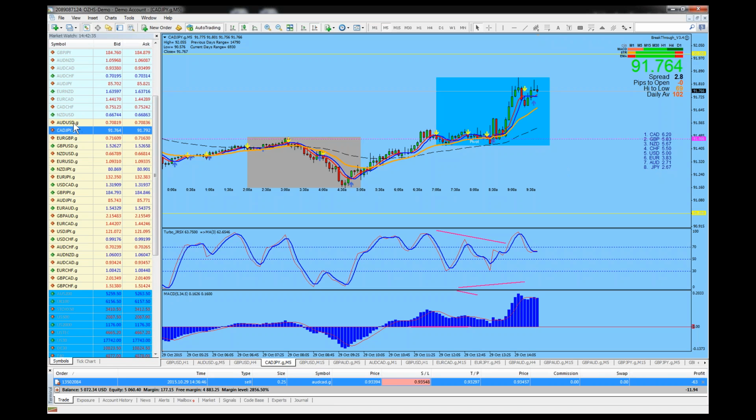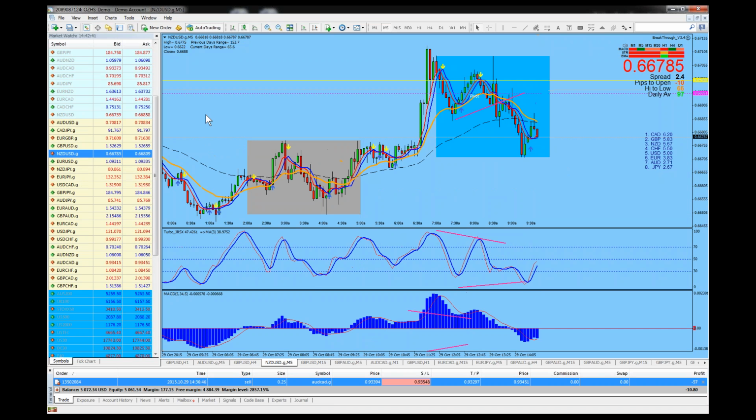And let's just go down to the New Zealand dollar. That's got room too. And my thinking here would be short. Here's a twin tower. And again, the next candle is going to close the color of the tower candle.